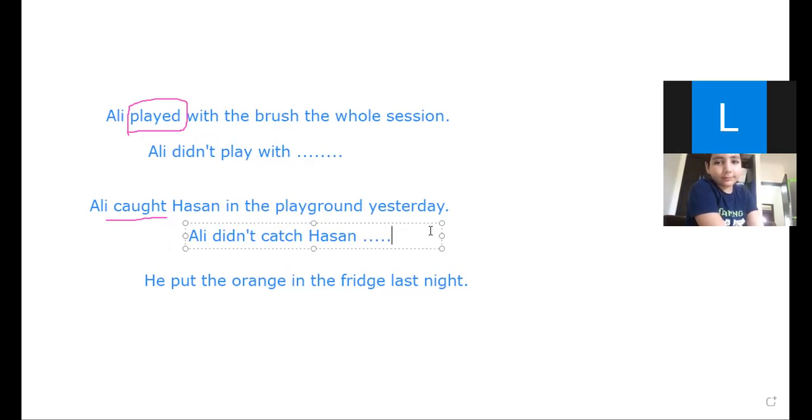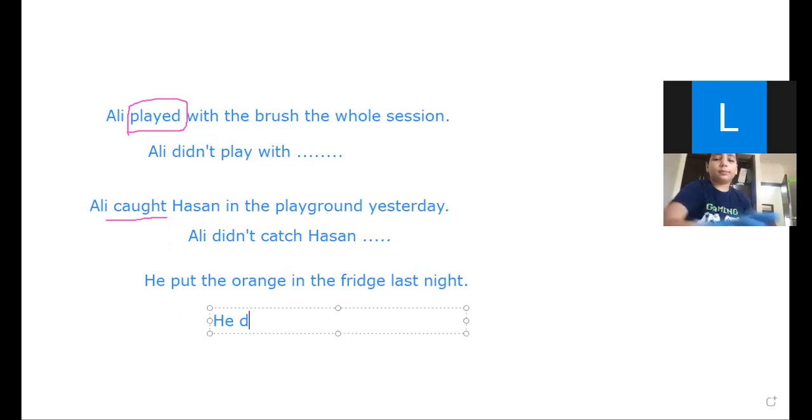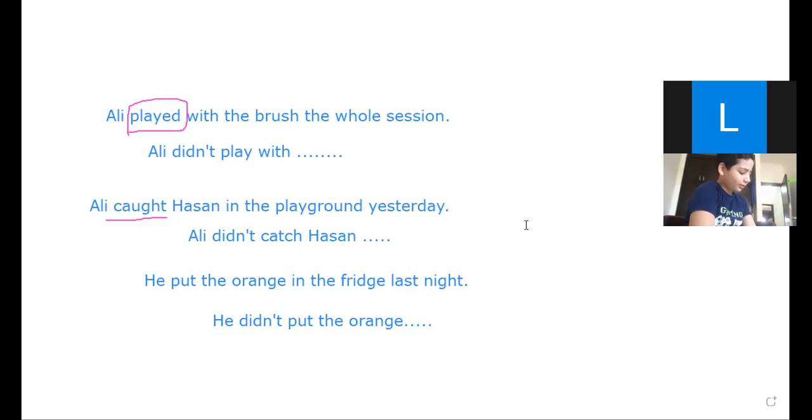Okay? Ali didn't catch Hassan in the playground yesterday. He didn't put. So you see, we use didn't for all of the subjects and all of the verbs. He didn't put the orange in the fridge last night. Okay? So in the simple past tense, the regular verbs take ed in the affirmative form. Irregular verbs, we have to memorize them. For the negative, we have to use didn't, or if you don't want to use the contraction form, you can use did not, and I put the verb in its base form.